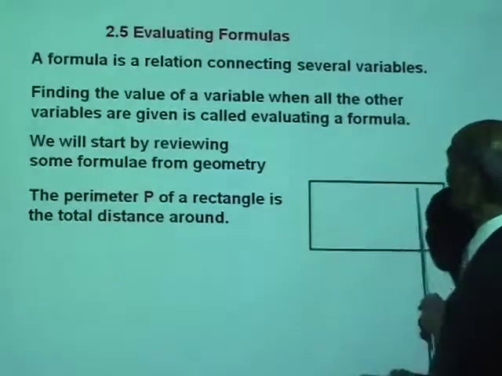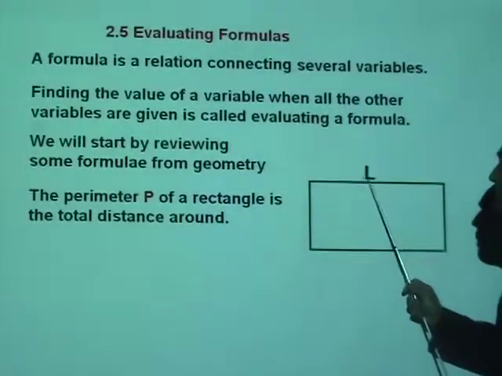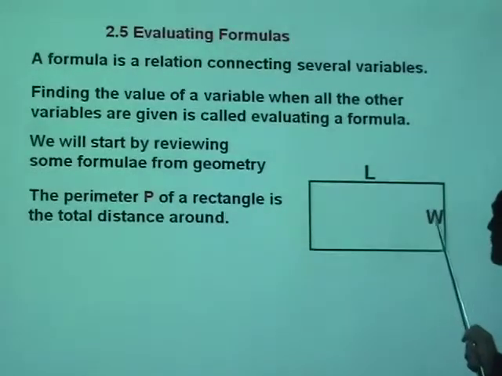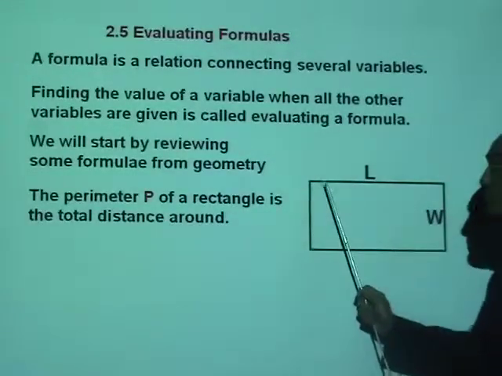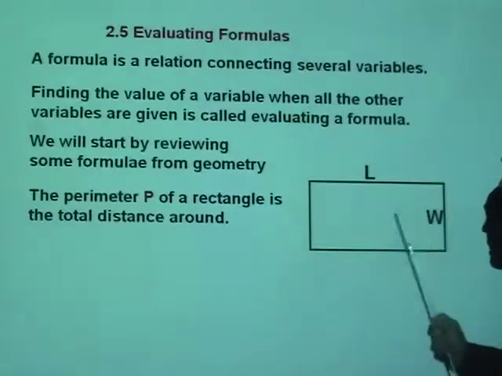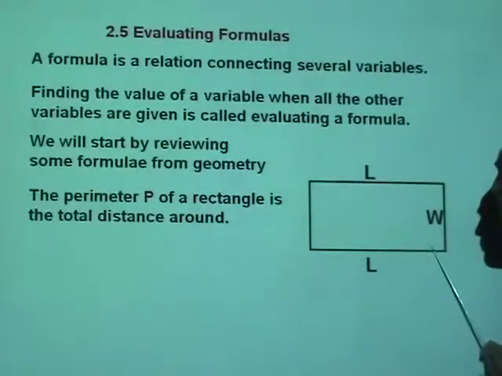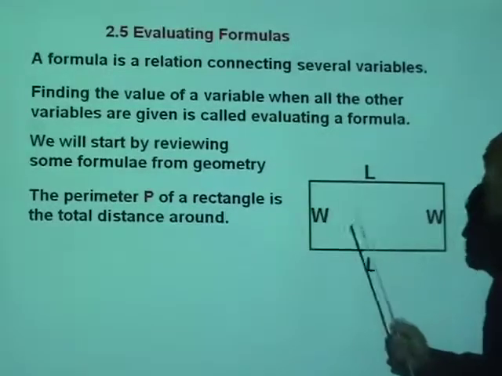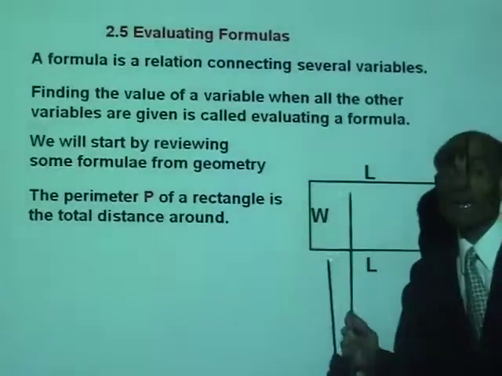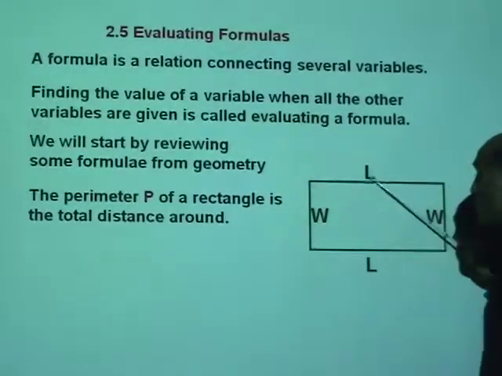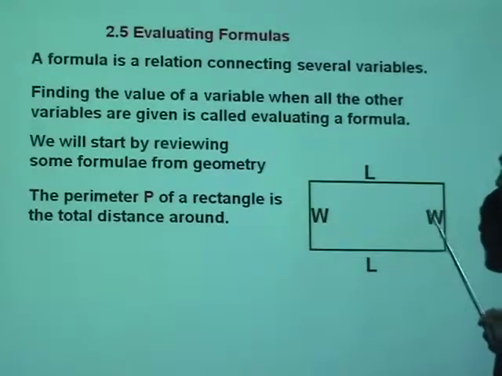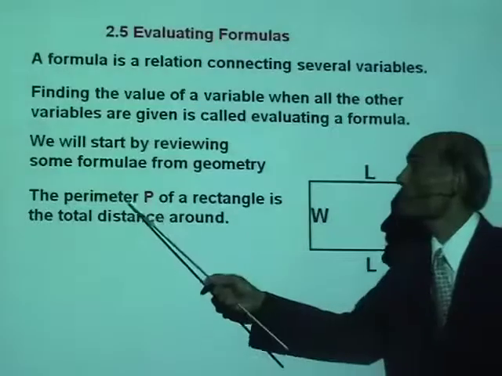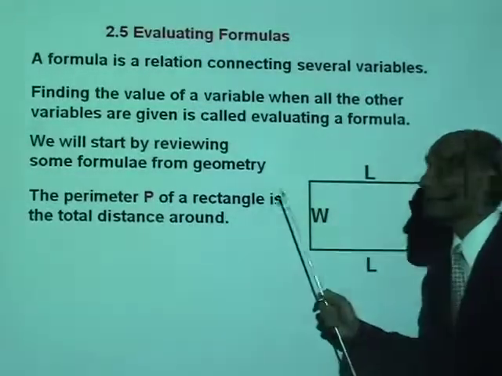Now, here I have a rectangle. The length of the rectangle is L. The width of the rectangle is W. Now, if this is L, then this is also L, and this will then be W. So, a rectangle has two lengths and two widths. Is that right? Okay, what is the meaning of perimeter?